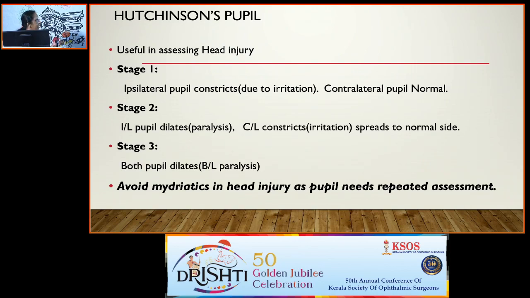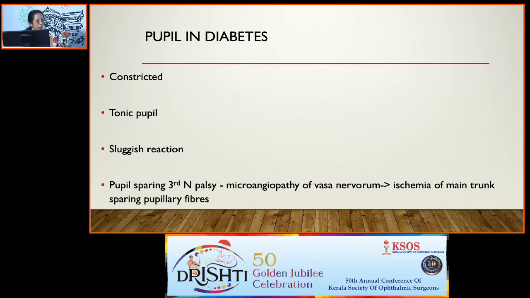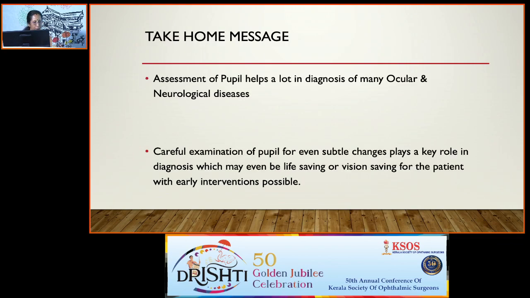And in stage 3, because of parasympathetic paralysis, both the pupils will be dilating. So always avoid mydriatics in head injury as far as possible, as the pupil needs repeated assessment. In diabetes, the pupil can be of varying size, can be constricted, tonic, with sluggish reaction, and usually the third nerve palsy is pupil sparing because of the ischemia sparing the pupillary fibers.